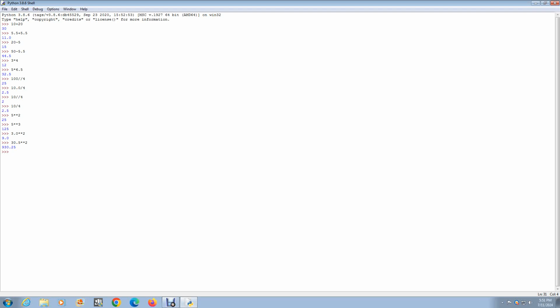But the power has to be an integer. Let's see what happens if you put 5 to the power of 2.0. Let's see if it works. It gives you a floating point, 25. So that is correct, yes.